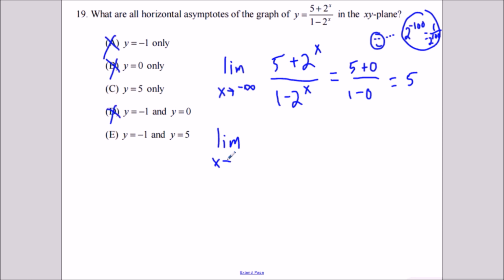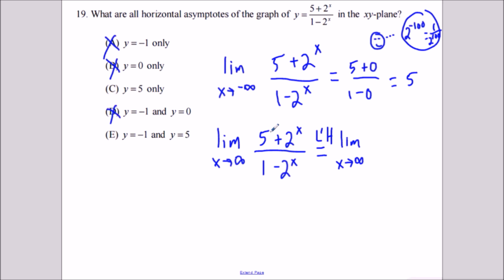But to find the limit as x goes to positive infinity, the problem with this example now is we can't just use mental math to reason this out, because this is going to give us the form infinity over negative infinity, which is indeterminate. But we could apply L'Hopital's rule here, because when your limit is an indeterminate form, you can apply L'Hopital's rule.